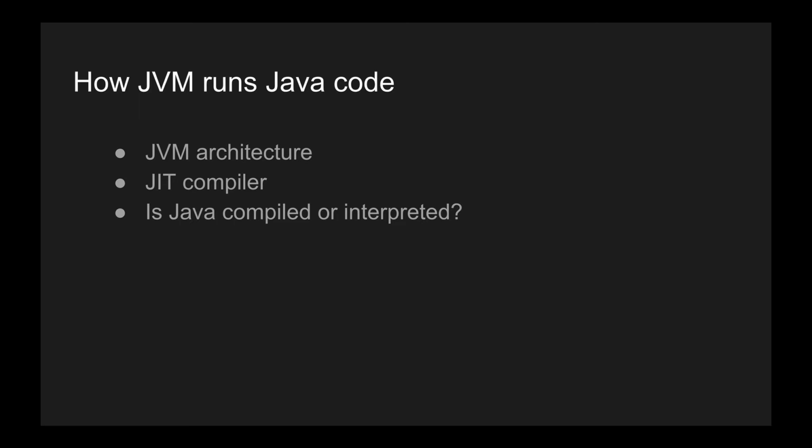Hello. In this lecture, we are going to look at some aspects of the JVM and try to understand a bit more about what is involved in having our Java code running in the JVM, the Java Virtual Machine. We are going to start looking at the JVM architecture. Then we'll look at the Java just-in-time compiler, and in the end, try to answer the question of whether Java is compiled or interpreted, which you might be surprised by the answer to.